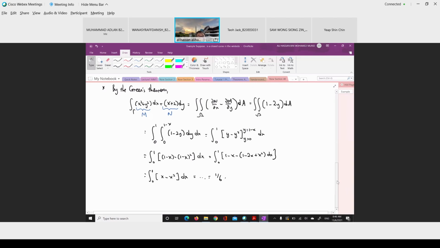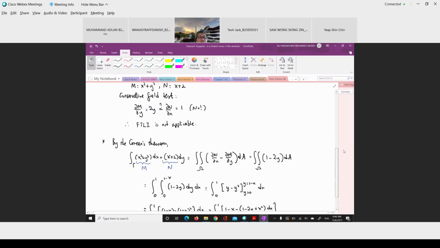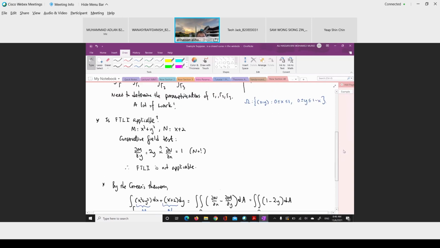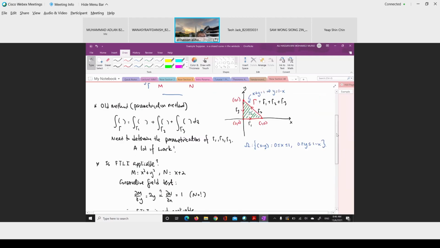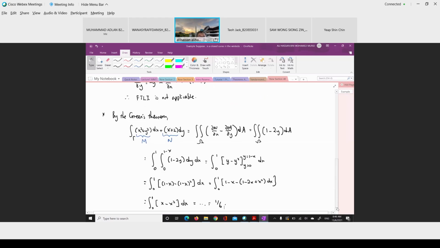So in this example, it is a lot easier to apply the Green's theorem for its evaluation. The fundamental theorem of line integral is not applicable. The old method, the parameterization method, involves too much work here. So the best way is to use the Green's theorem here.